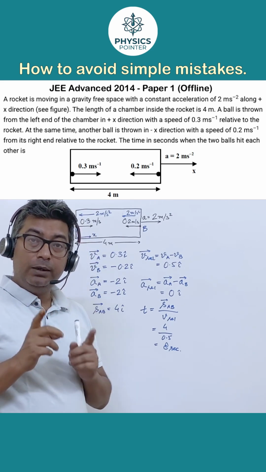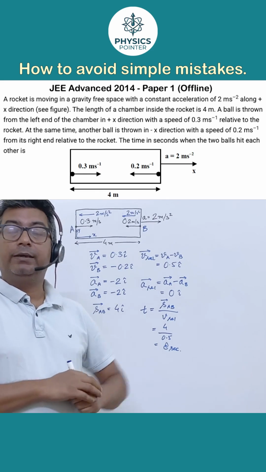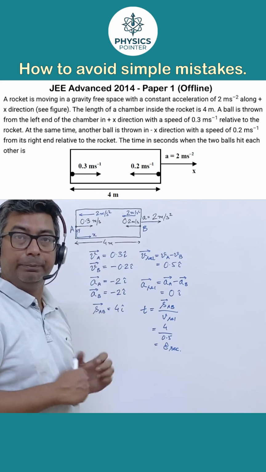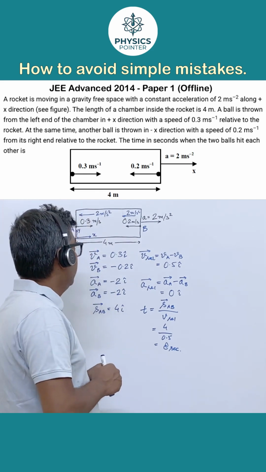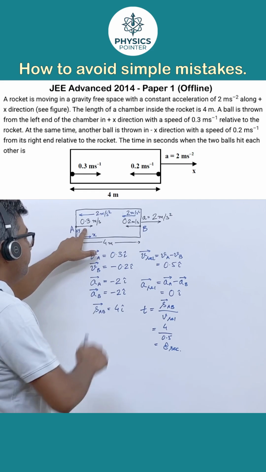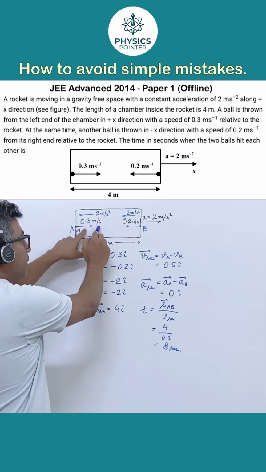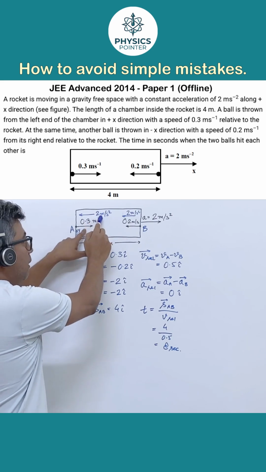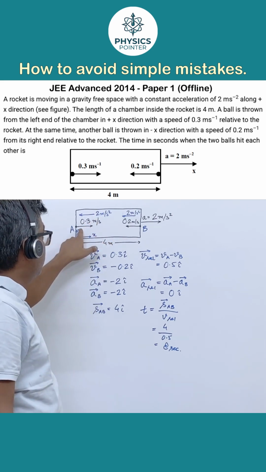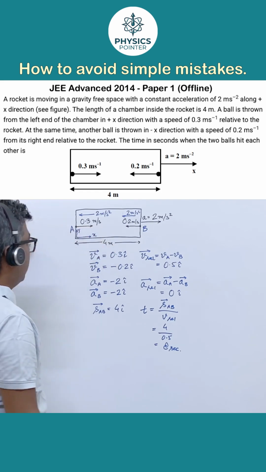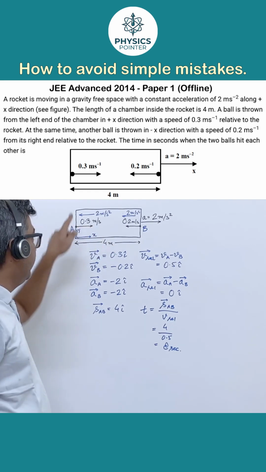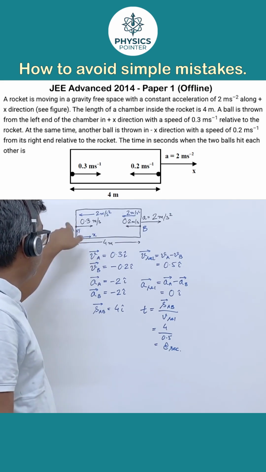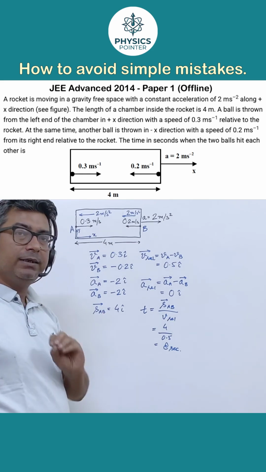No, the problem is we made a big mistake here. The answer is not 8 seconds with the constraints of the problem. What is the constraint? If you look at particle A, it has a velocity of 0.3 meter per second and a negative acceleration towards the minus x-axis of 2 meter per second squared. So this particle will actually go like this and come back again and hit this wall of the chamber. Because it hits the wall of the chamber, in what time does it hit it?